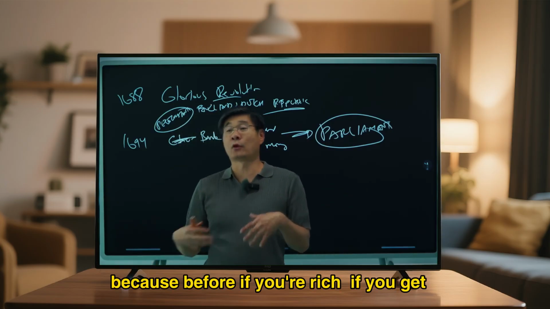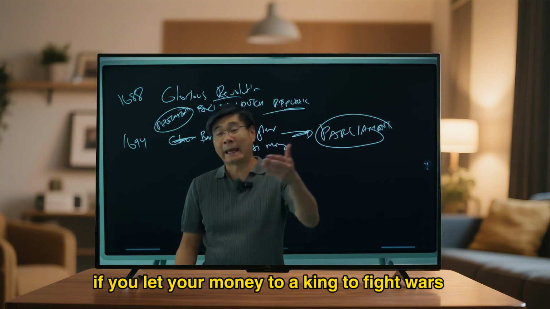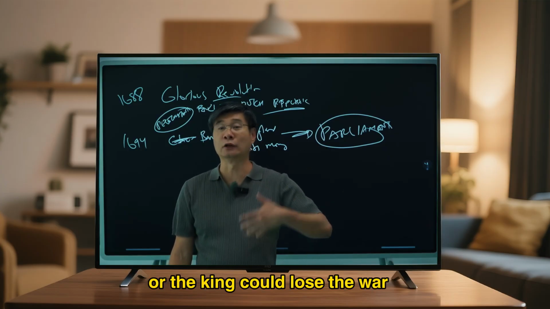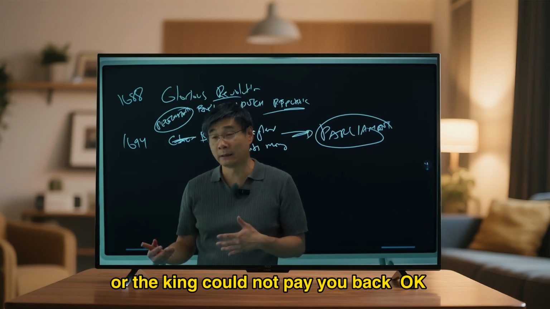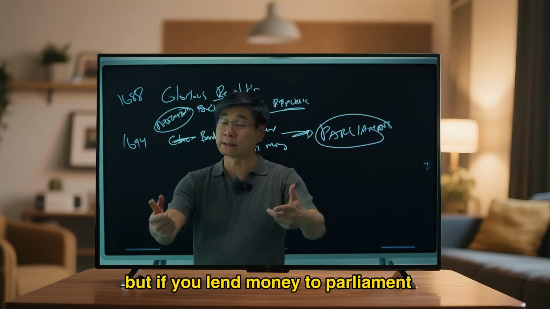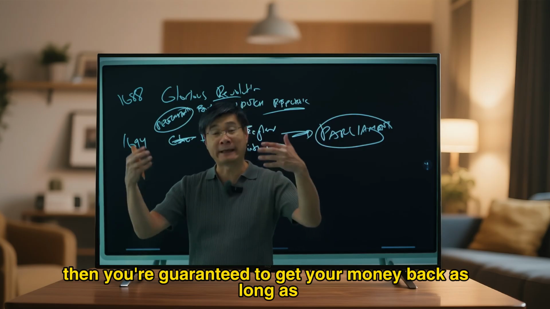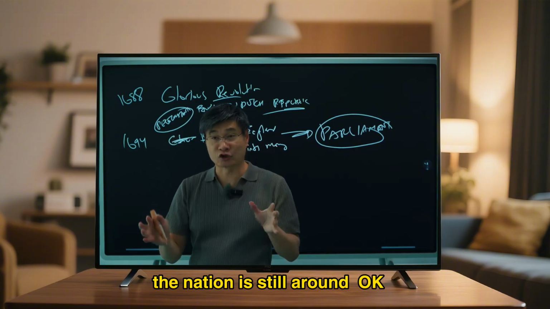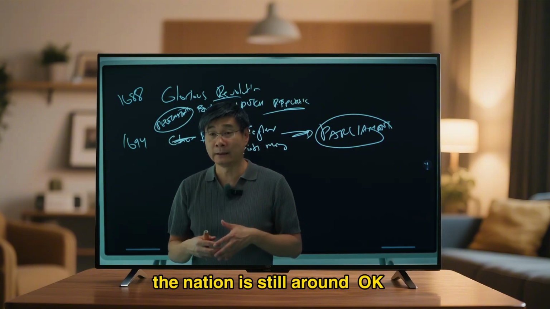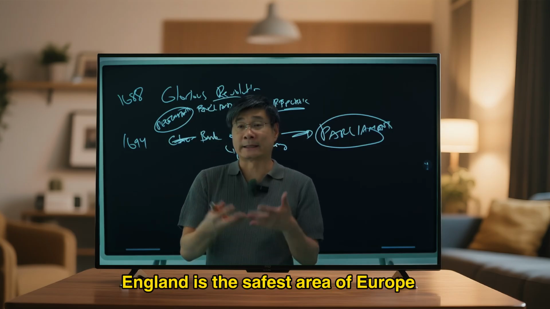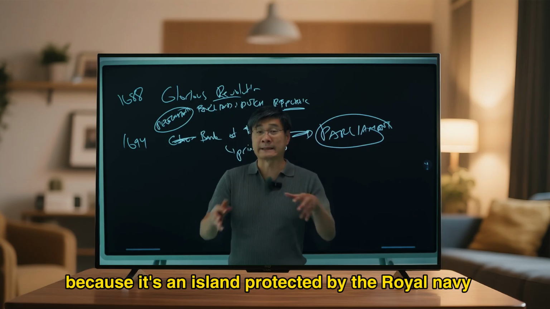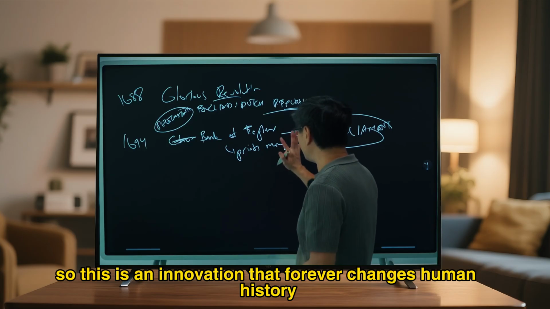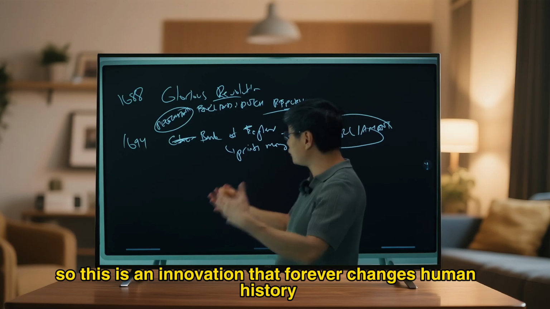Because before, if you're rich, if you lent your money to a king to fight wars, that was dangerous because the king could die, or the king could lose the war, or the king could not pay you back, okay? But if you lend money to Parliament, which is the nation state, then you're guaranteed to get your money back as long as the nation is still around, okay? And at this time in history, England is the safest area of Europe because it's an island protected by the Royal Navy. All right? Okay, so this is an innovation that forever changes human history.